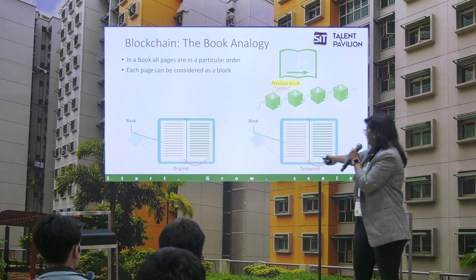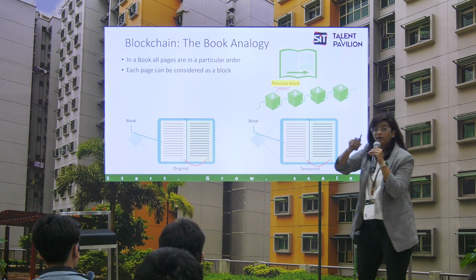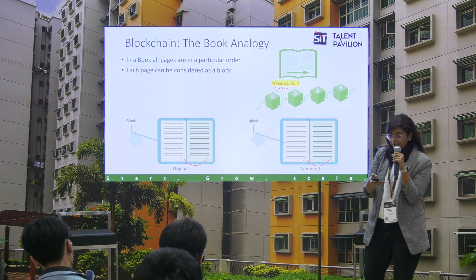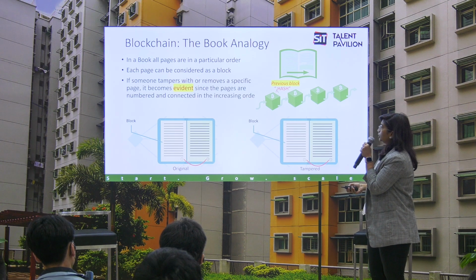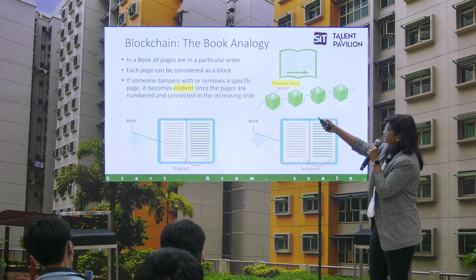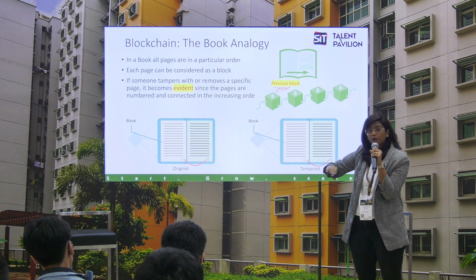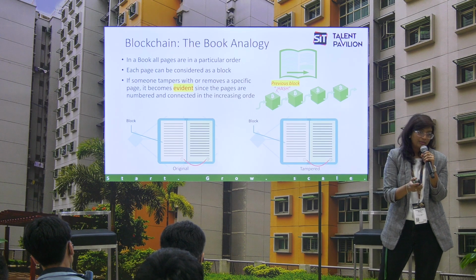So you can see, similar to the book pages, if you remove page number 13, it's very visible, and it can be detected easily, right? So if anyone tampers with a specific record, it becomes evident in all the following blocks in a blockchain, to summarize this slide.